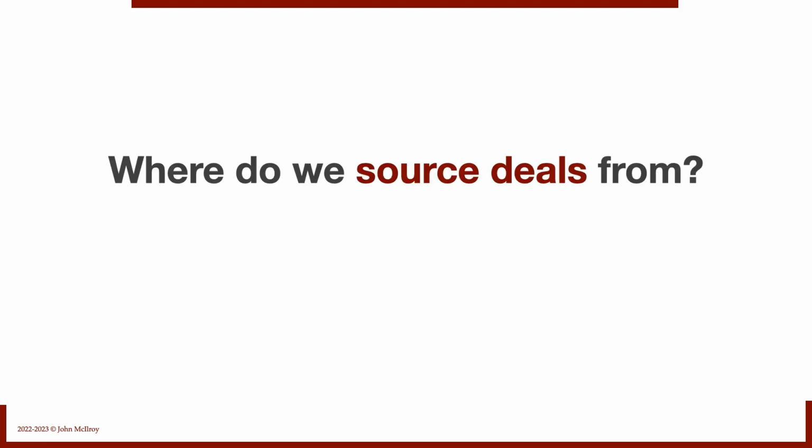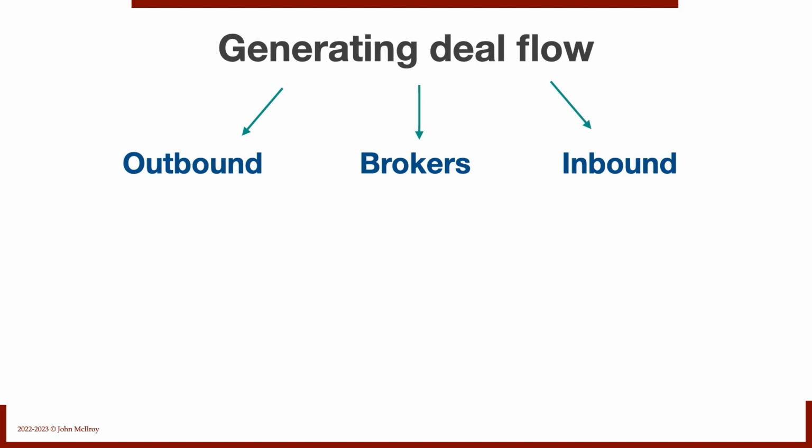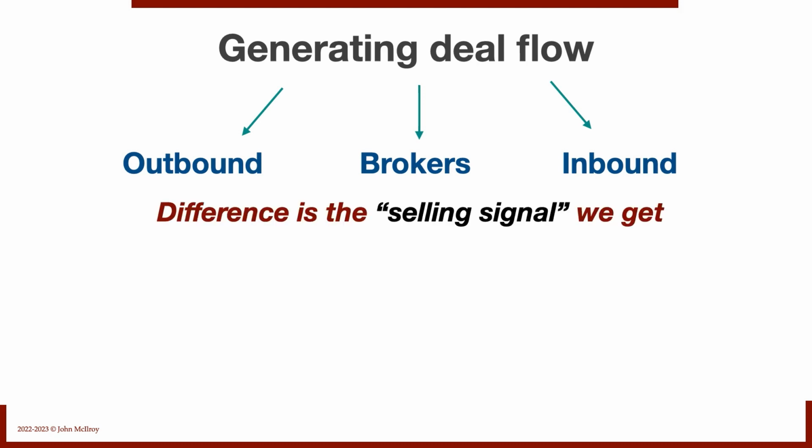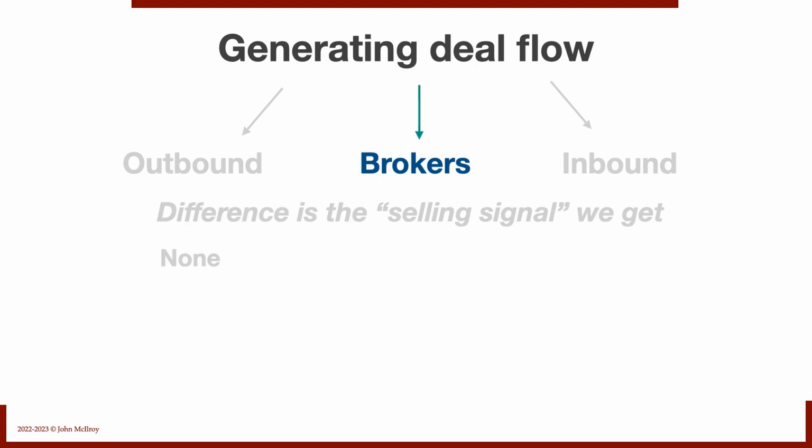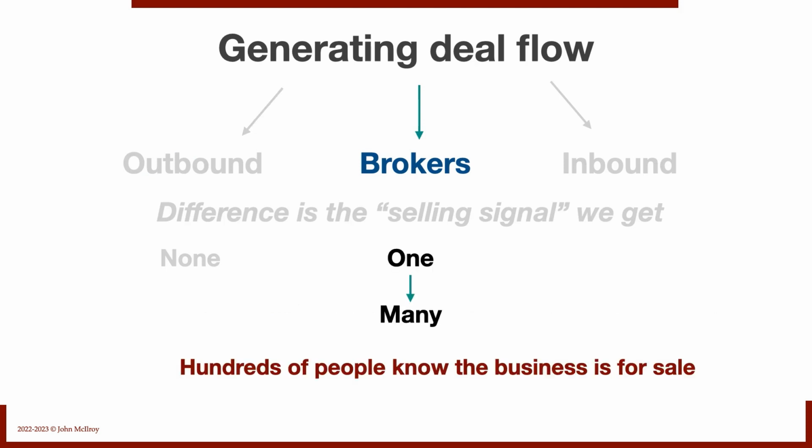Where do we source deals from when we're generating deal flow? 3 areas: outbound leads, inbound leads, and leads we get from brokers. The difference is the selling signal we get in each case. With outbound, there is none. By definition, outbound is cold, unsolicited outreach. If we're looking at broker deals, we do have a selling signal, but it's one-to-many, meaning hundreds of people know the business is for sale, so I have some competition.